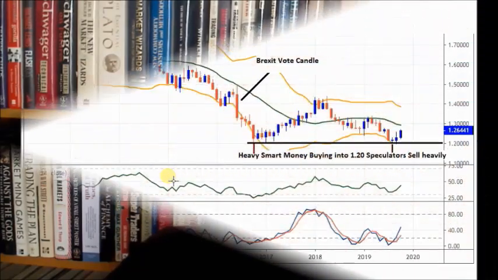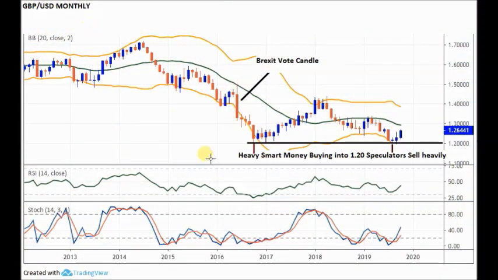Right. The trade setup we're going to look at first is GBP USD. Just very quickly on the GBP USD monthly chart before we go to the daily chart. I just want to point out a few things that are important to us in terms of trading the British pound. To new viewers, I know regular viewers have seen me do this chart before, but just very quickly.